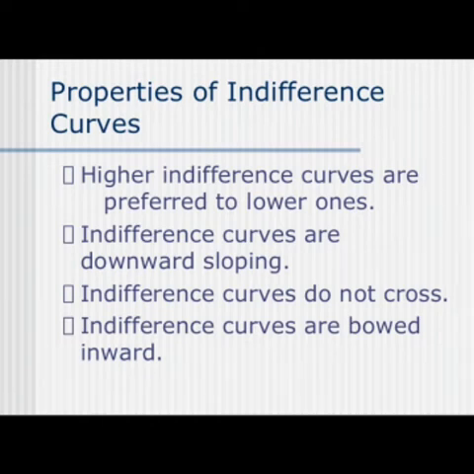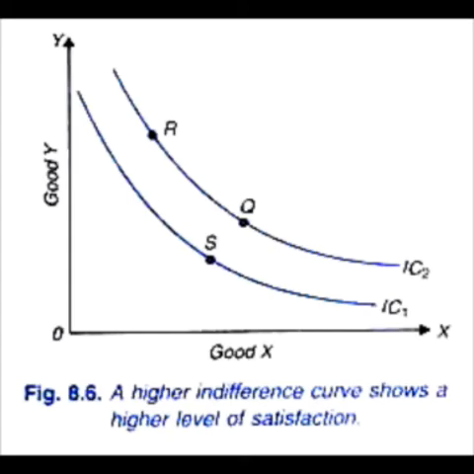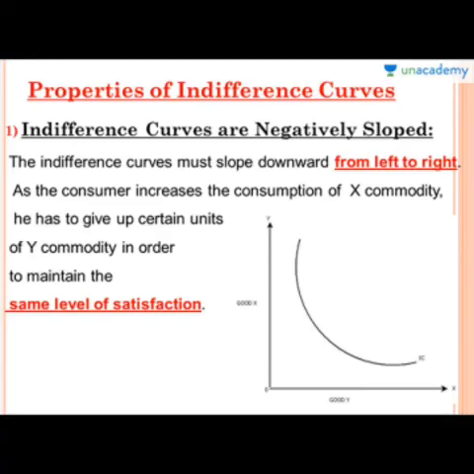First, a higher indifference curve is always preferred. For example, if there are 3 indifference curves, the consumer always prefers indifference curve 3, that is the higher one. Secondly, indifference curves are negatively sloped. This is because when the consumer increases the quantity of X, he must forgo some units of commodity Y. Otherwise, the satisfaction of the new pair will not remain equal to the first one.